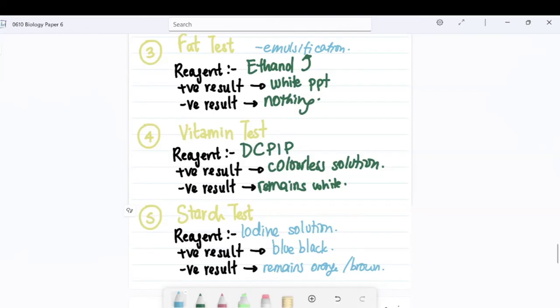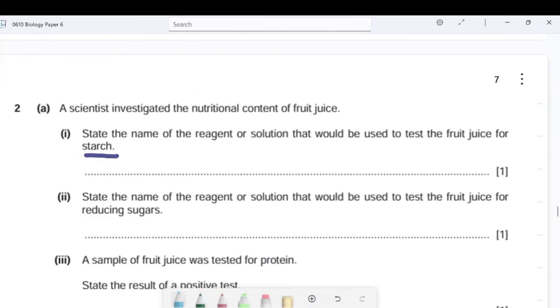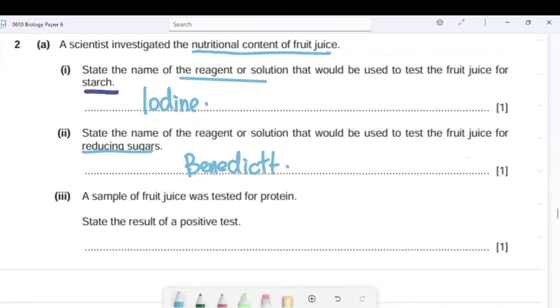Now that we know our tests, let's do a little exercise, obviously, to reinforce the knowledge. First one. Now, a scientist investigated the nutritional content of fruit juice. State the name of the reagent or solution that would be used to test for starch. Starch, always think, is iodine. State the name of the reagent that we use to test for reducing sugar. Benedict Cumberbatch. Benedict, okay?